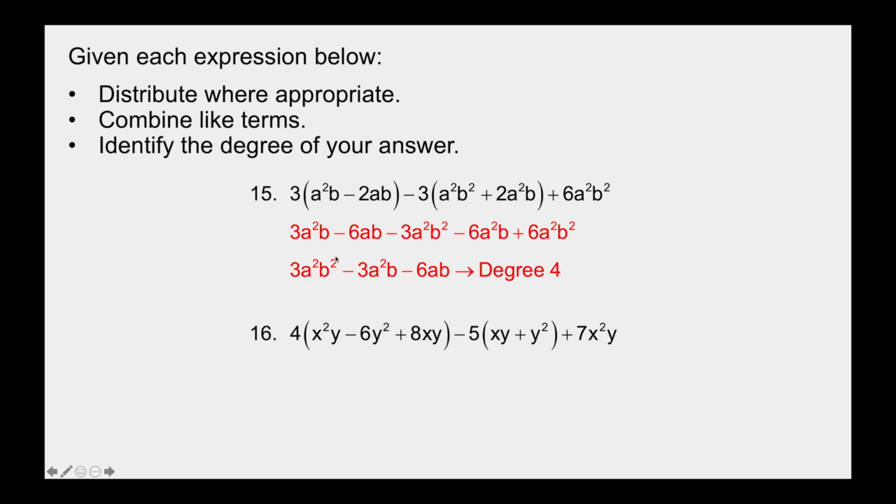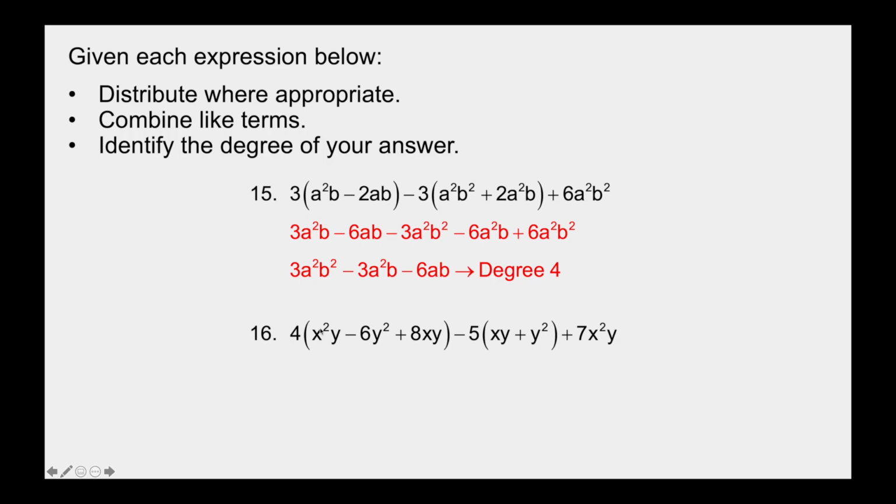Next, I'm going to look at where I have A squared B, and that's going to be 3 A squared B, and negative 6 A squared B. Those two will combine to give me negative 3 A squared B. And then my last term is where I just have A to the first, and that's this negative 6AB. And it has nothing to combine with, so I'm just going to rewrite that. As far as degrees, I've got degree of 4, degree of 3, degree of 2. So my highest degree here is this first one, degree of 4, and that's going to be my answer.